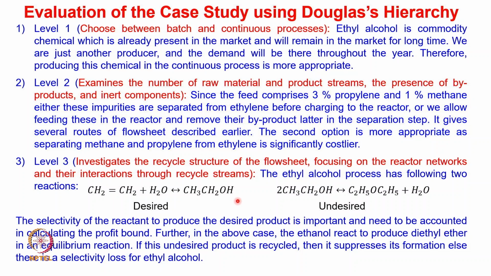So this type of options we can get directly in level 3. So with this recycling of the diethyl ether, there will not be any selectivity loss in order to produce the ethanol.